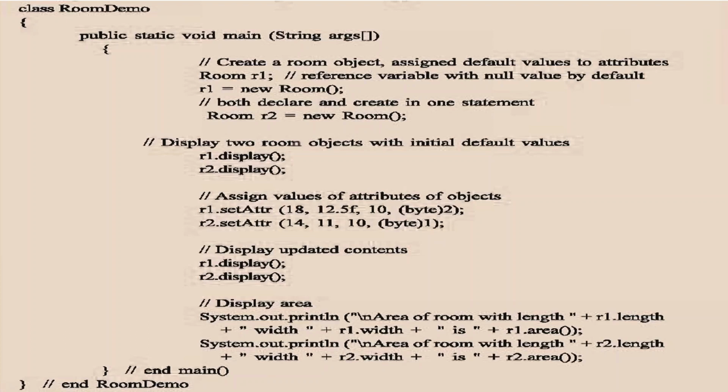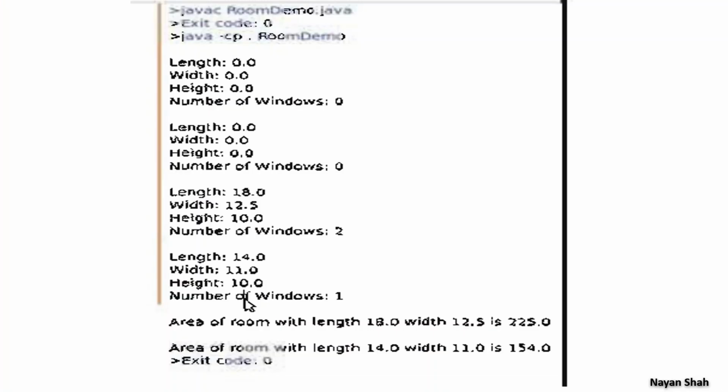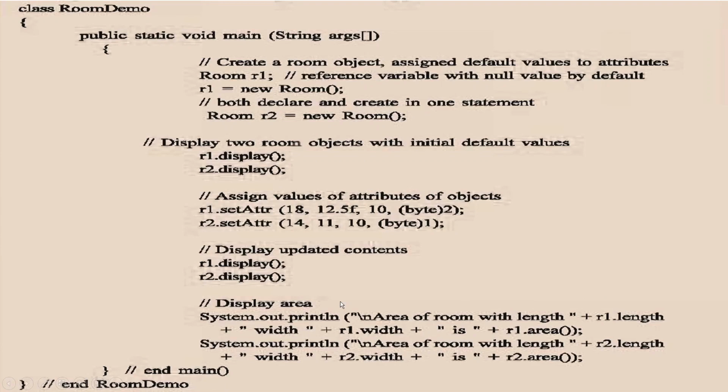But if it was 11.0, then we should have written f in order to say that this is a float value. Then next again we are displaying R1 and R2. So as you see the output, now when you display second time R1 and R2, it displays the values like length 18.0, width 12.5, height 10.0 and number of windows 2. Similarly length 14.0, width 11.0, height 10.0 and number of windows 1. So that is how it displays.